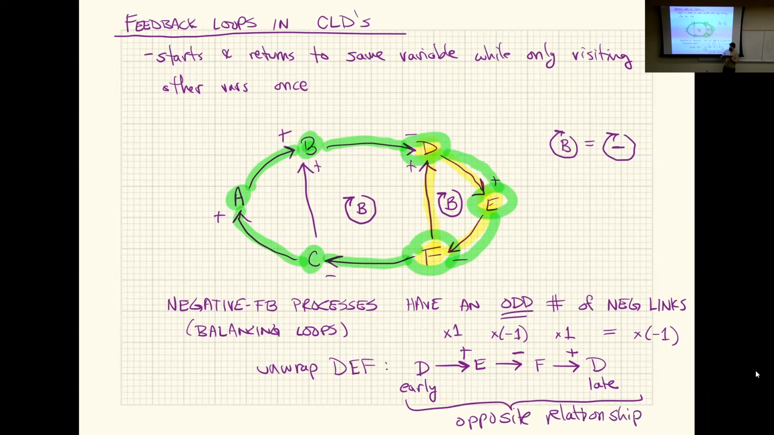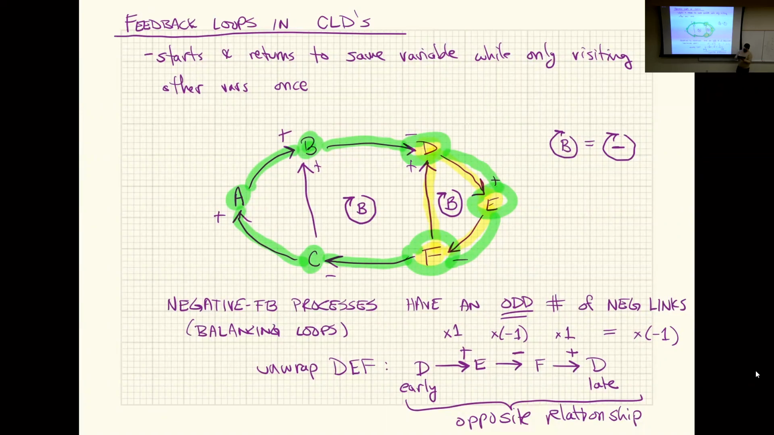So this loop is itself an opposite relationship. But if one of those pluses was instead a minus, then the two negatives would cancel each other out, and this would be a same relationship or a positive feedback loop. So any questions about that? A negative feedback loop has an odd number of negative links. If it has an even number, it's a positive. Yeah.